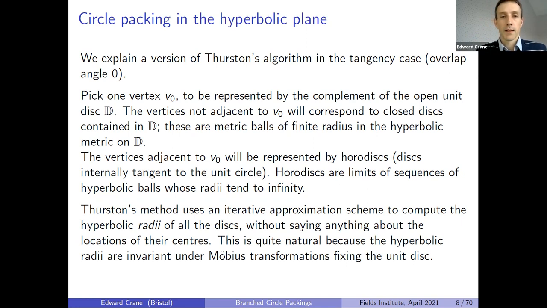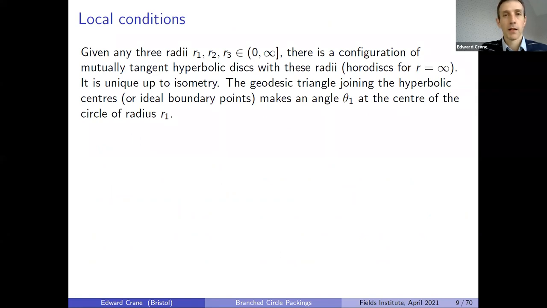Okay, so Thurston's nice observation was that you can compute the hyperbolic radii of the disks without saying anything about where the centers are located. So how do we do that? It turns out you can do it by fixing things up locally, one vertex at a time. So let's think about just three mutually tangent disks. They're representing the three vertices of a face of our triangulation. If I tell you the radii of those disks in the hyperbolic metric, then there's a unique, up to isometry, representation of those radii as mutually tangent hyperbolic disks.